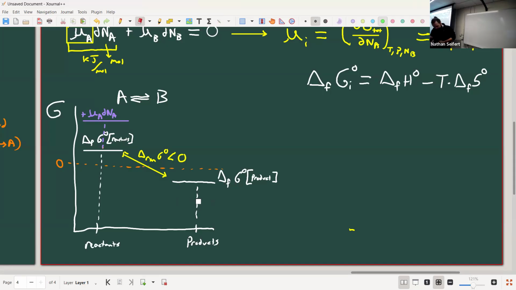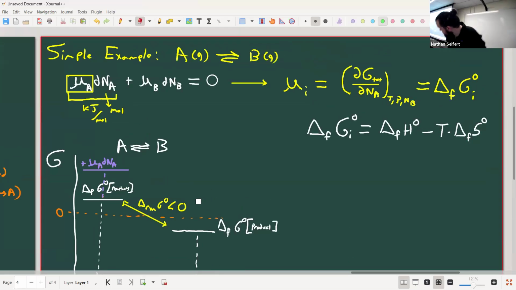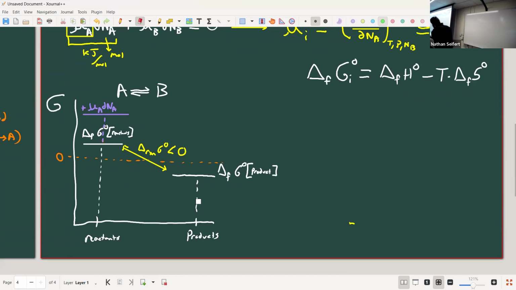Remember that the chemical potential is just the formation Gibbs energy. So the sign of chemical potential is the sign of the Gibbs energy of the material. So when I add molecules of A, this is a positive number because mu A, which is this Gibbs energy, is positive. dn A is positive. So that means this goes up. Right? And so what we know is that this product is equal and opposite to the product on the other side.